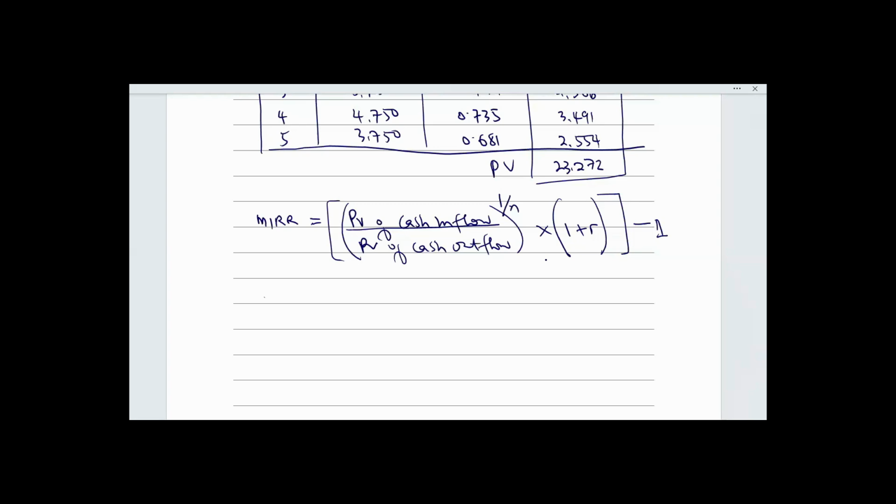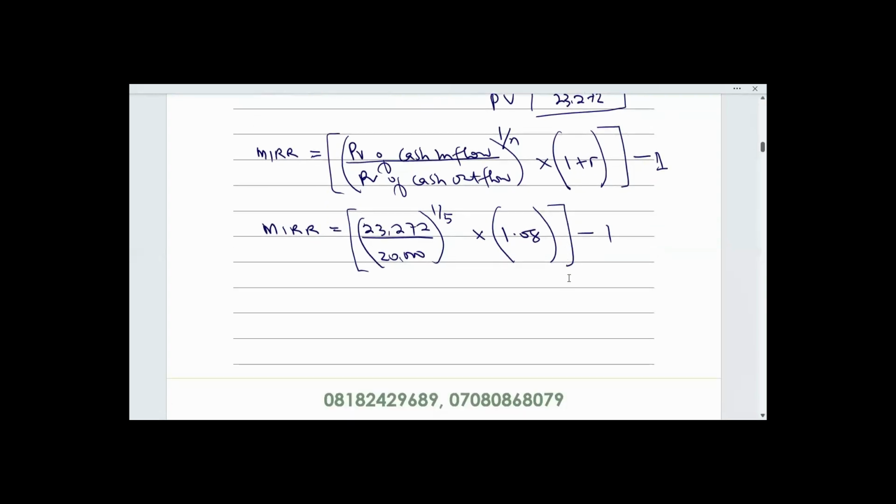So I will then say modified internal rate of return equal to 23,272 divided by 20,000, all of this raised to power 1 over 5 multiplied by 1.08, all minus 1. You can see the formula is just bit for nothing. So bring out your calculator to get the final answer. So modified internal rate of return. So if you like, you can do it one by one so that you don't get confused.